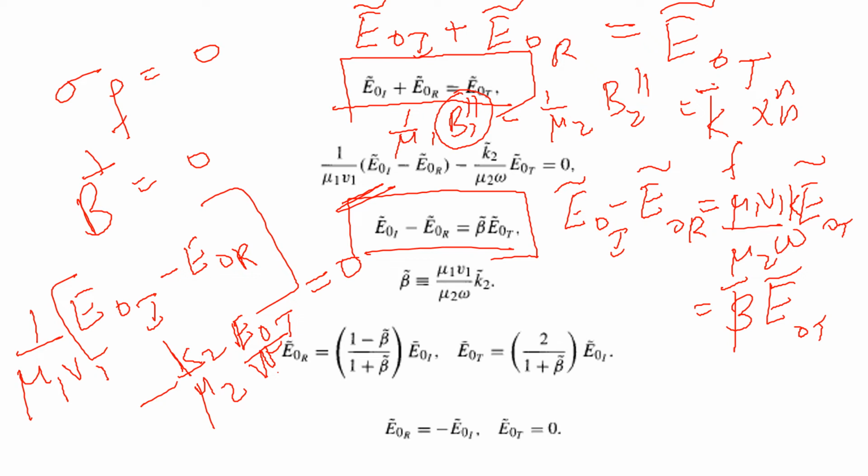First, we can add these two. When you add these two, you will get E0T. So E0T equal to 2 divided by 1 plus beta complex times E0I. In the same way, E0R equal to 1 minus beta complex divided by 1 plus beta complex times E0I. So what we obtained here is the expression for the reflected and transmitted components of electric field in terms of the incident component.